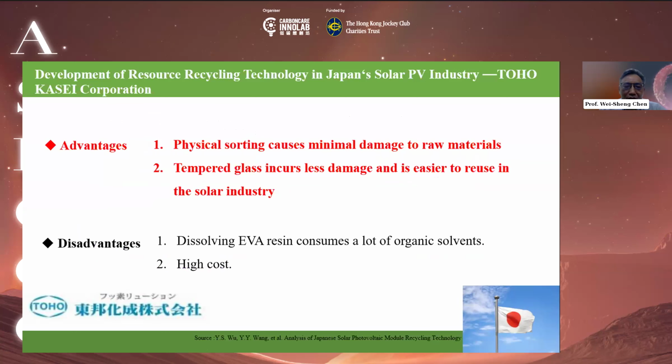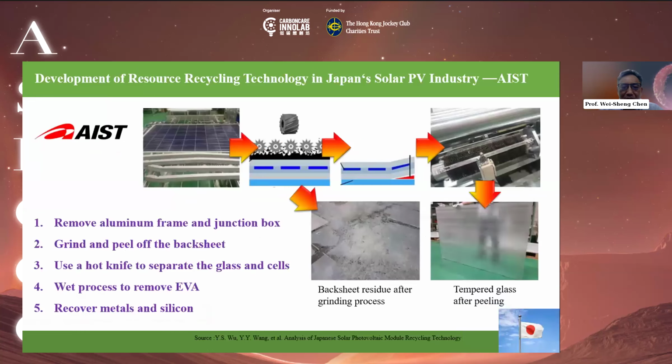It's also physical sorting with minimum damage to the raw material, and the tempered glass has less damage, so it's easier to recycle and reuse in the solar industry. But dissolving EVA resin consumes a lot of organic solvent and is high cost, of course.